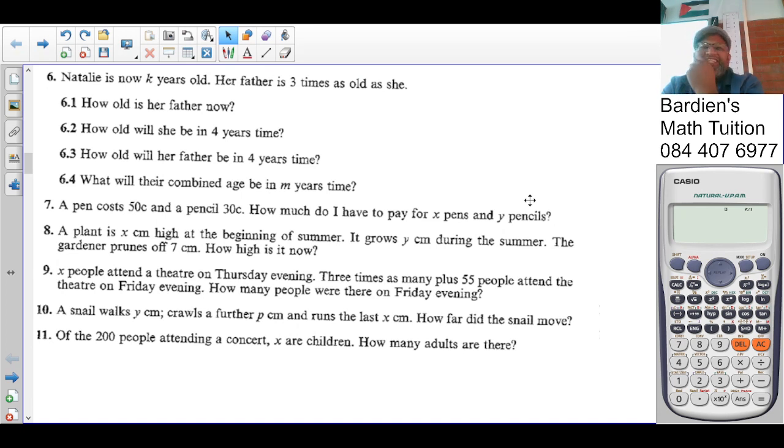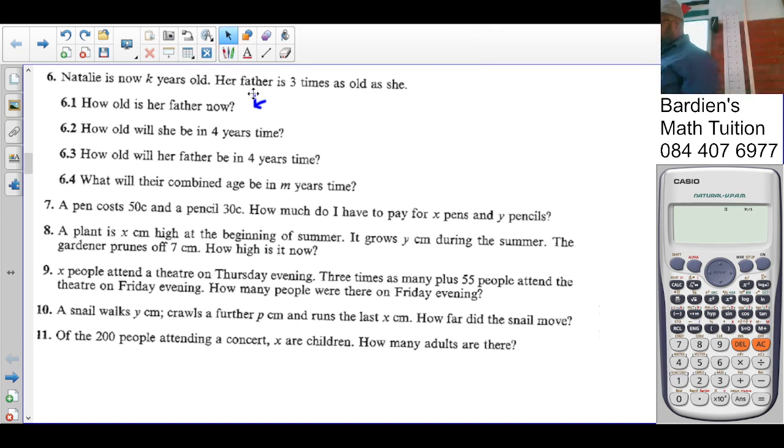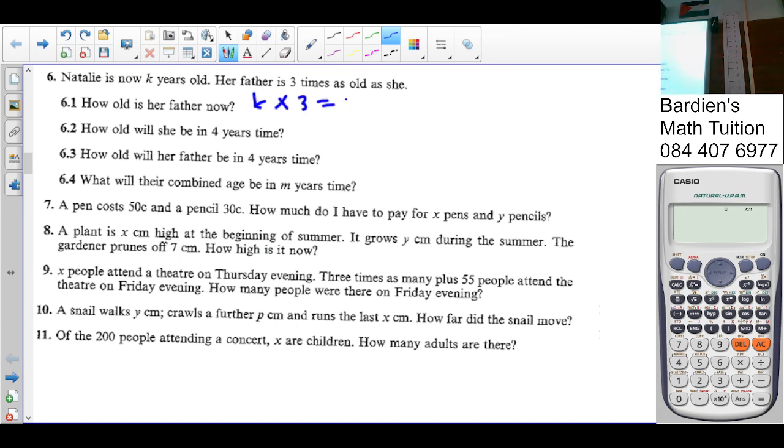So if it's K, it's simply going to be, if Natalie is now K years old, then the father will be 3 times K. You understand? It says nothing about cube or cube root there. You understand? So that would simply be K times 3, which is 3K. Okay.